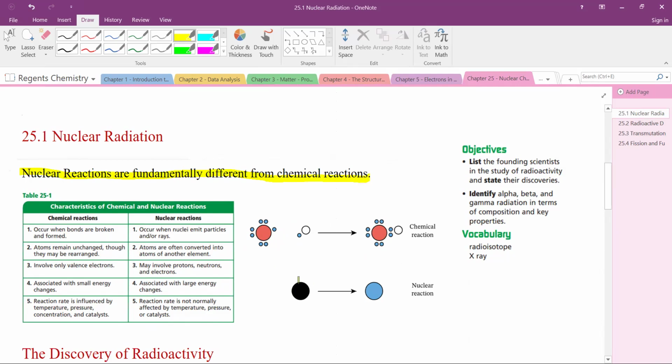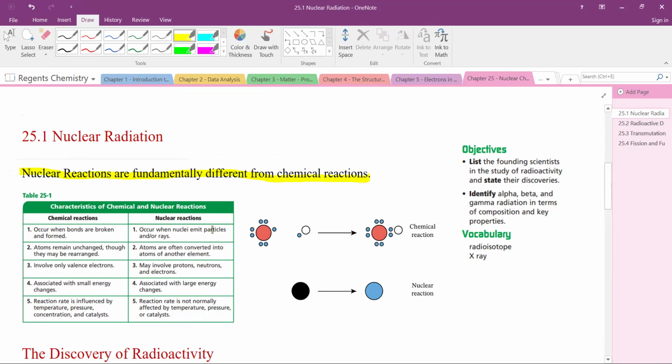In a nuclear reaction, it's totally different. The black dot becomes a blue dot. The identity of the atom is being changed. We are going from hydrogen to helium in the sun. That is a nuclear reaction. It's called fusion. We are going from uranium to thorium. Those are two different atoms. That happens in a nuclear reactor, right? A fission process. So they are going to become different types of atoms.